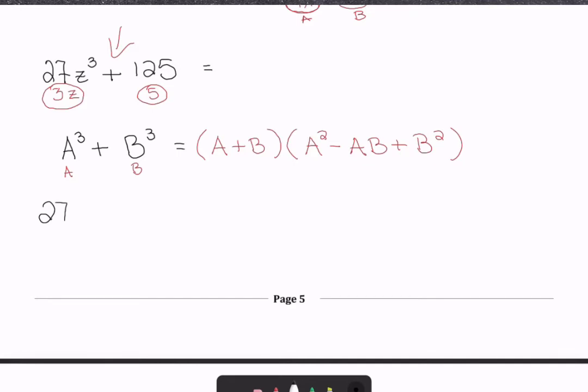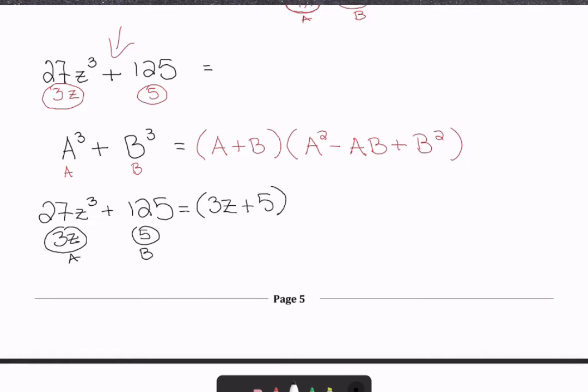So I had 27z to the third plus 125, right? We took the cube root, which was 3z. This was like our a. And then we took the cube root of 125, which is 5. This is like our b. And then we're going to write our formula in. It says first do a plus b. So that's 3z plus 5.